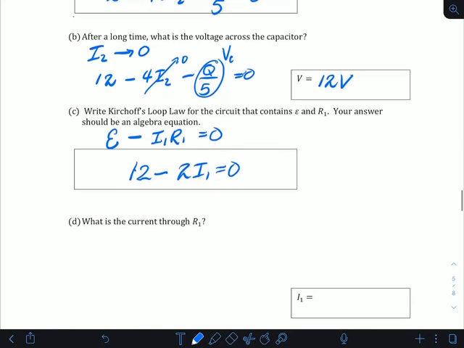Then it asks what is the current through R1. Well, that means I just have to solve this. So I have 12 minus 2 I1 equals 0, and 12 is equal to 2 I1, and I1 is equal to 6 amps.